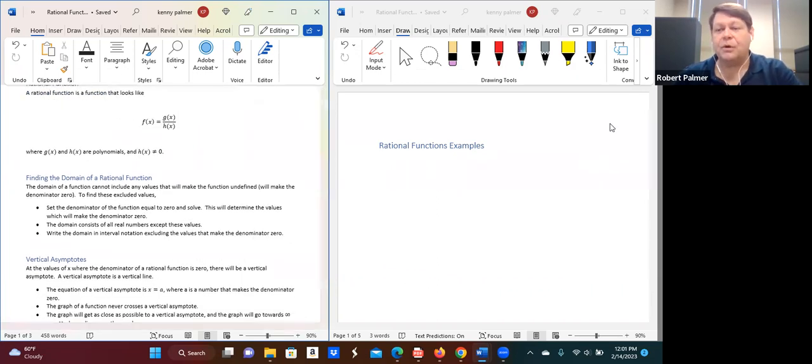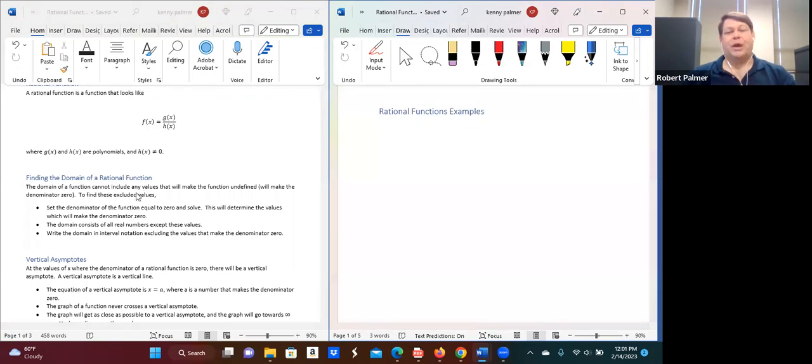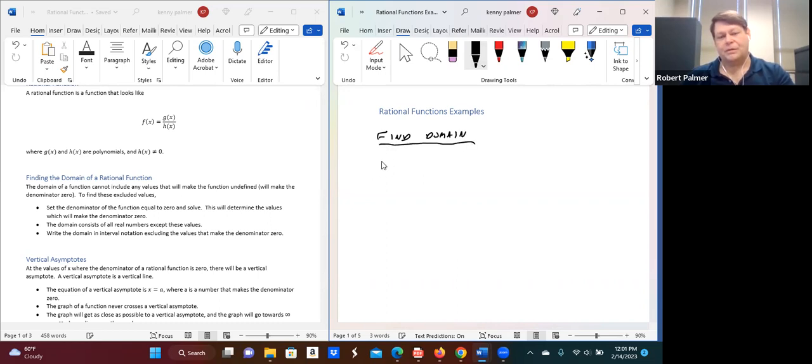Now, first, to get a feel for these, what we want to do is find the domain of a rational function. So let's go over and look on this side. Let's look at our first example. So we want to find the domain. All right, let's take a look at a basic example. So number one, our function is f of x equals 1 over x minus 1.